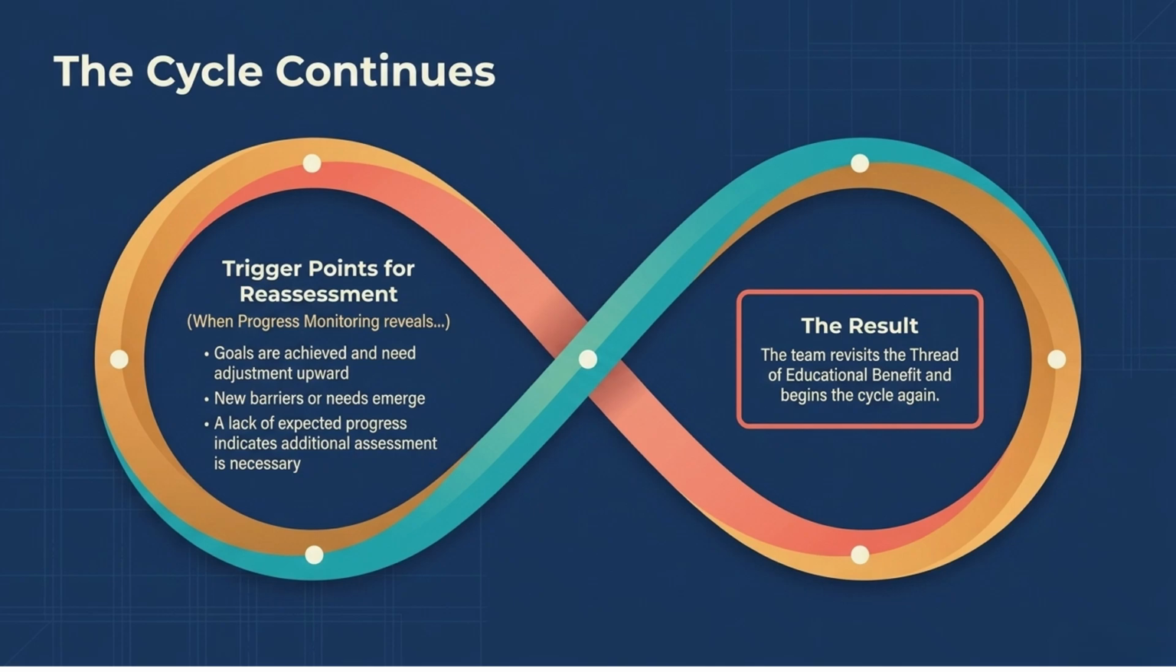The thread of educational benefit is not a linear process that ends once an IEP is written. Progress monitoring may reveal that goals have been achieved, new needs have emerged, or additional assessment is necessary. When that happens, the team revisits the process and continues refining the student's educational program.